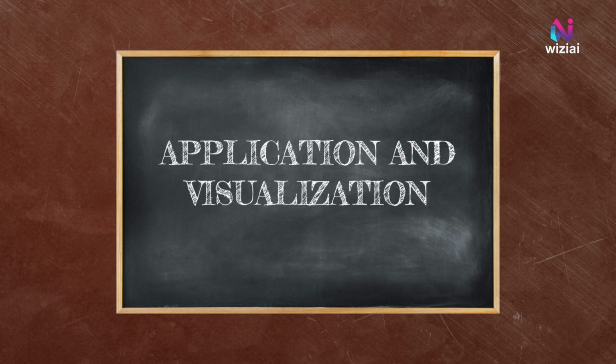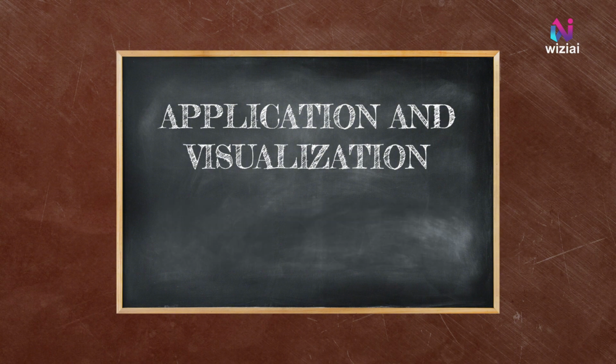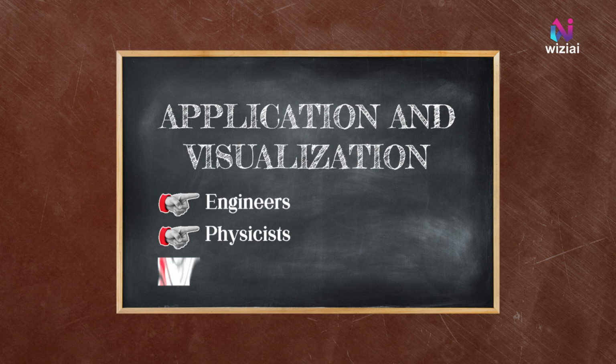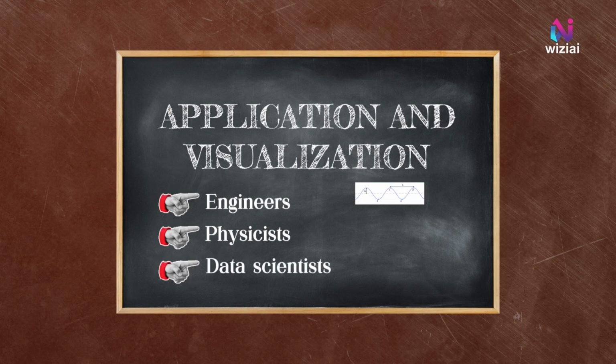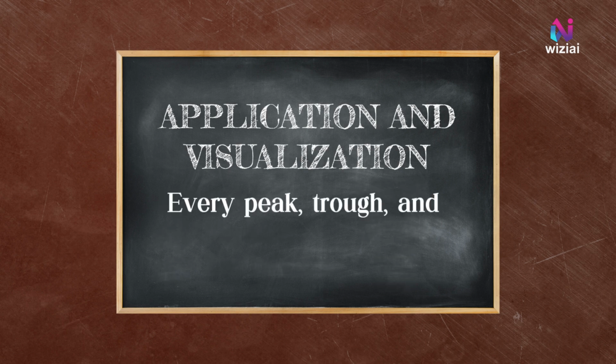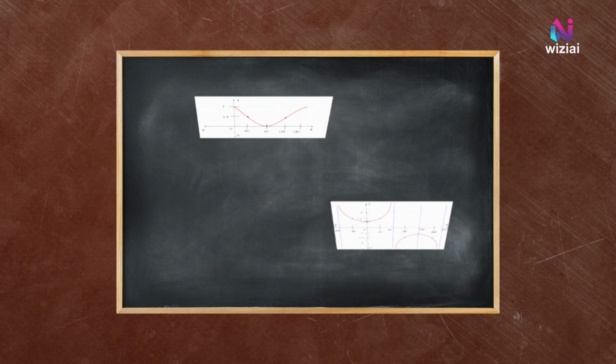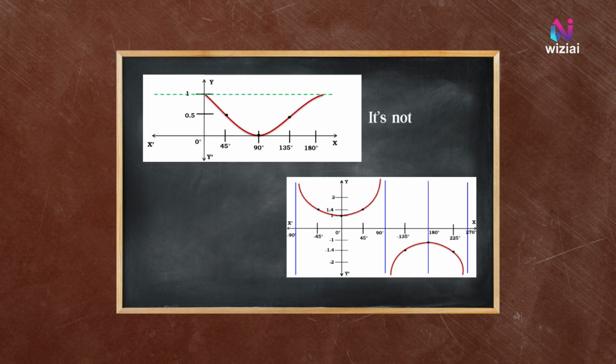Application and visualization. Understanding these graphs is more than an academic exercise. Engineers, physicists, and data scientists all rely on these curves to model waves, signals, and circular motion. Every peak, trough, and asymptote tells a story about real-world behavior, from how light oscillates to how tides rise and fall. So the next time you see a wave on a graph, remember, it's not just a line. It's the geometry of rhythm and motion.